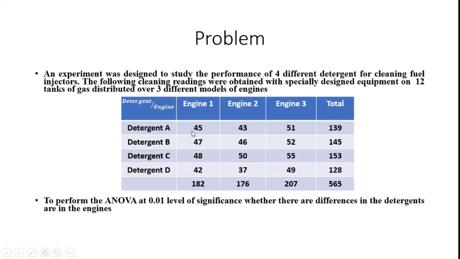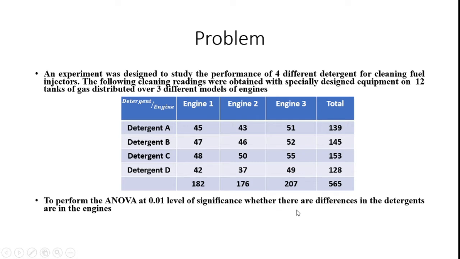How can I get the 12 tanks? Here 4 detergents and 3 engines are available, so that 4 times 3 is equal to 12 tanks of gas distributed over three different models of engine, so that I can identify the cleaning performance of the different detergents on these 12 models. We perform the ANOVA at the 0.01 level of significance. What is 0.01? I may have 99% confidence in my experiment.